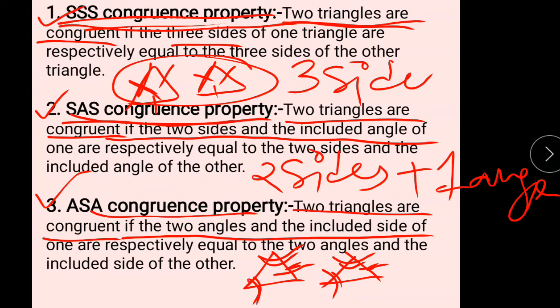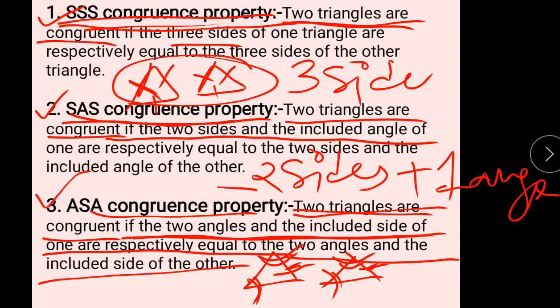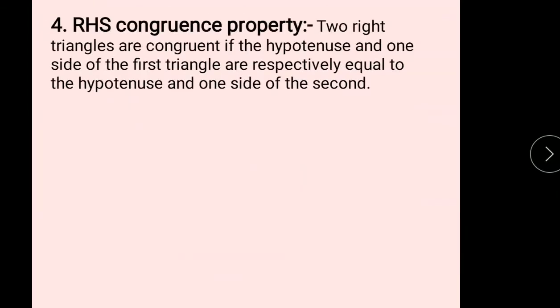If in a triangle the two angles and the included side of one are respectively equal to two angles and the included side of the other, then we will consider the property as the ASA congruency property. So with this our third property is over. Let us proceed to the next and the last property, which is the RHS congruency property. After this we are going to solve the exercise given in 7.2.